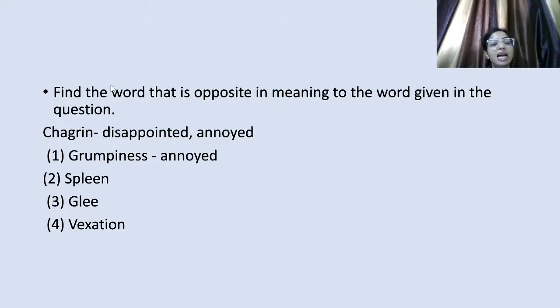Here, I have to find a word that is opposite in meaning to chagrin. Chagrin means disappointed or annoyed. And the options: number one, grumpiness. Number two, spleen. Number three, glee. Number four, vexation. Now, I'll give you a couple of seconds to think for the right answer, please.